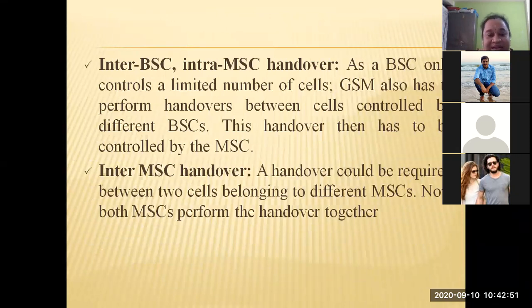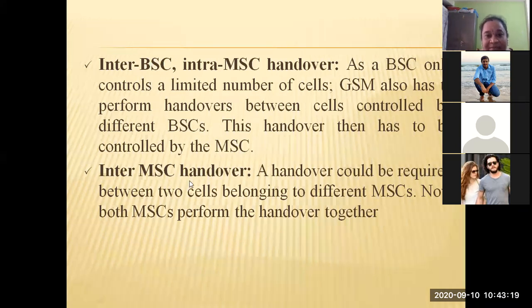Inter-BSC and intra-MSC. That is, we are changing from one BSC to another BSC, but the same MSC is going to be handling your signal. Two BSCs are handing over the signal between two radio cells, or two BSSs. The BSC changes, but the MSC stays the same, controlling the mobile stations, right?